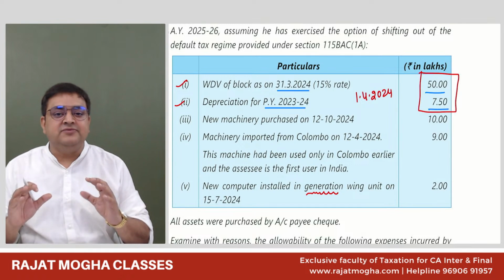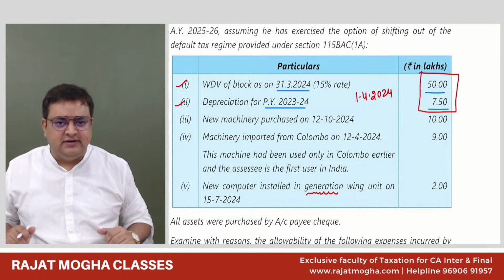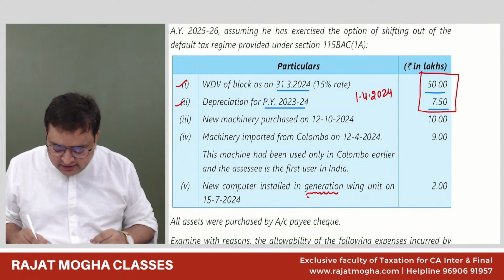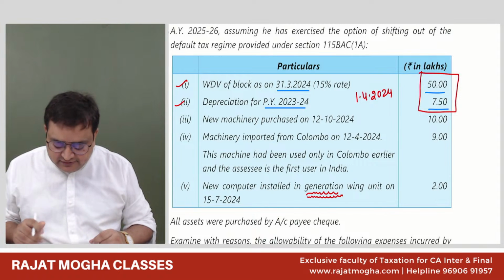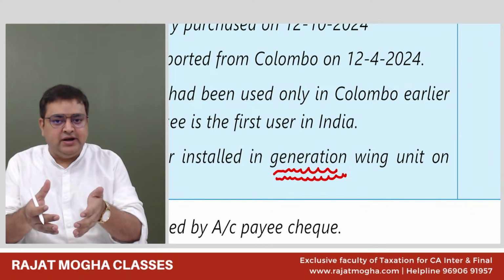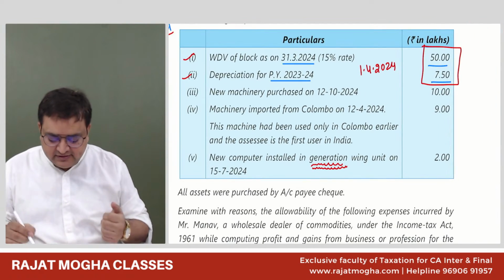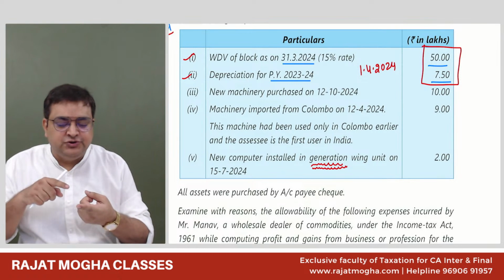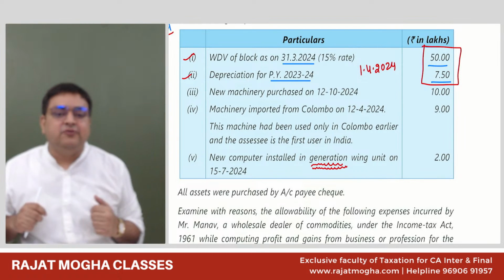This is the general assumption regarding computers and other things, right? But they have specifically given to you that this computer is installed in the generation wing. What is generation wing? Manufacturing unit. So now tell me, what is the condition of additional depreciation? It should be a manufacturing assessee. Yes, the assessee is manufacturing.